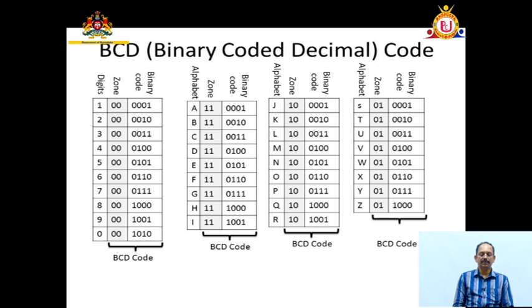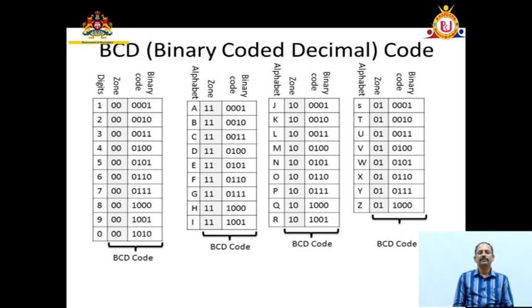As you can see here, in the first column, the digits are there. In the second column, the 2-bit zone bits are there. In the third column, the BCD code representation is there. So the digits 1 to 0 are represented using the zone bit 00 and the binary code that starts from 1, 10, 11, 100, 101 and so on. That is the binary counting.